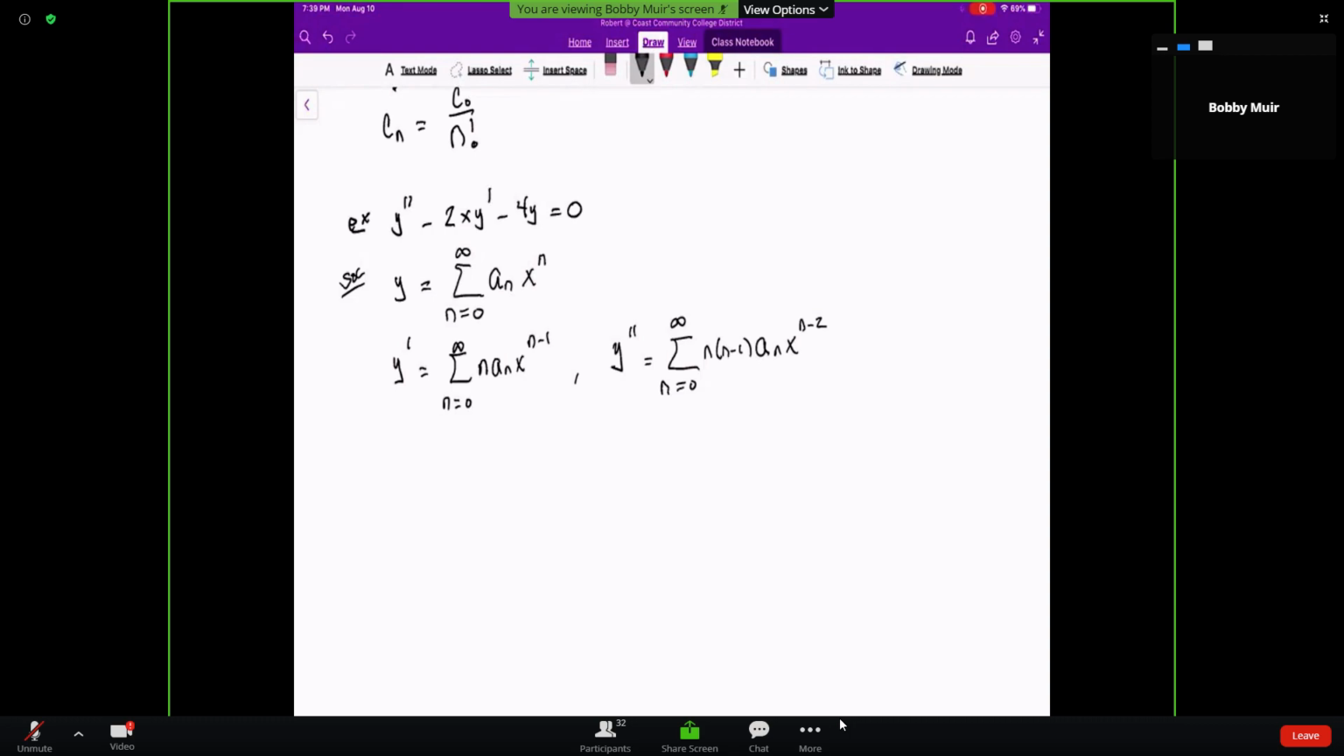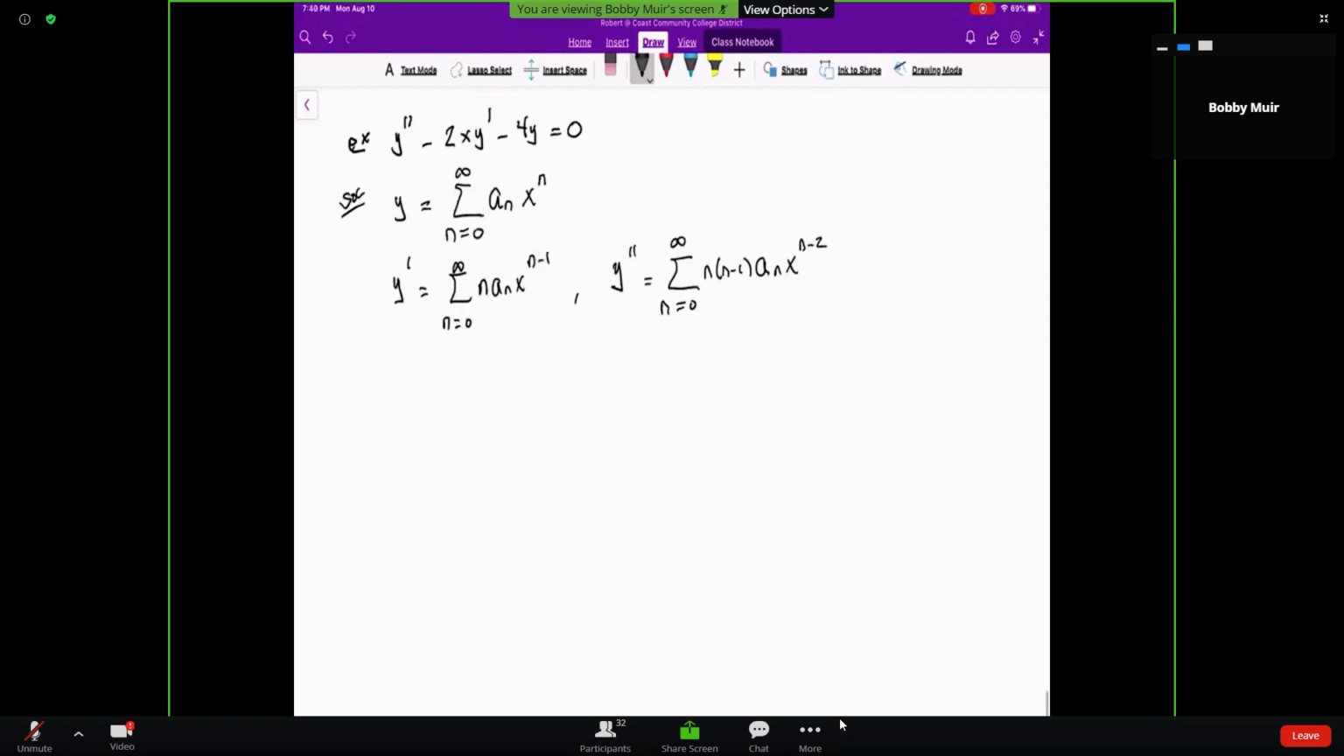Okay, so now what we're going to do is a little bit of relabeling. This guy, we might as well start at 1, because the first term isn't going to be there. Now, this guy starts with powers of x being 0. Let's just leave it like that for now. And this guy, we might as well start at 2, right? Because the first two terms, it'll look like that.